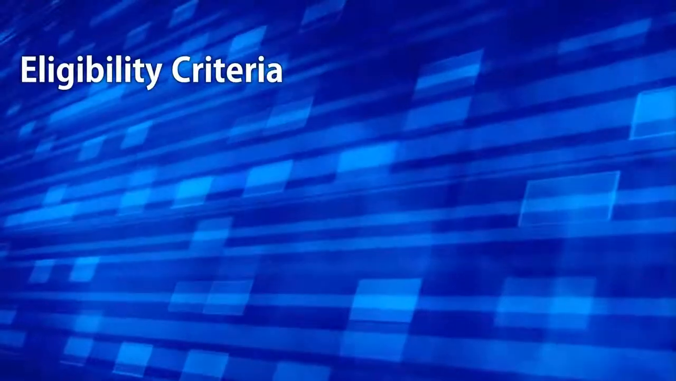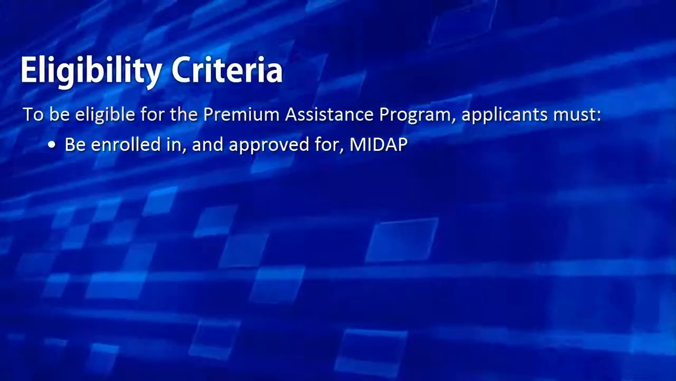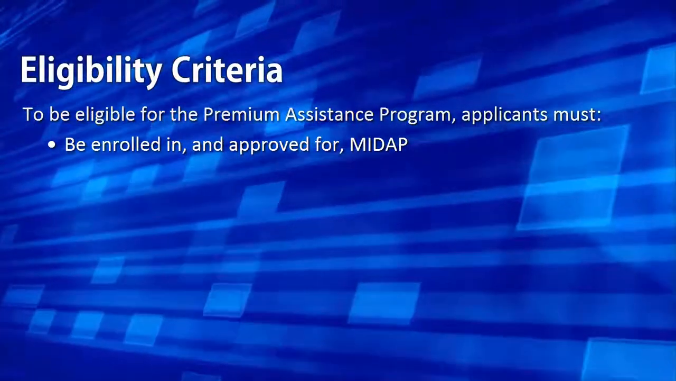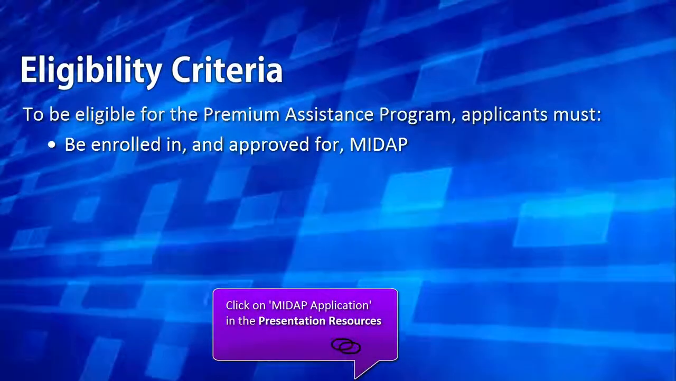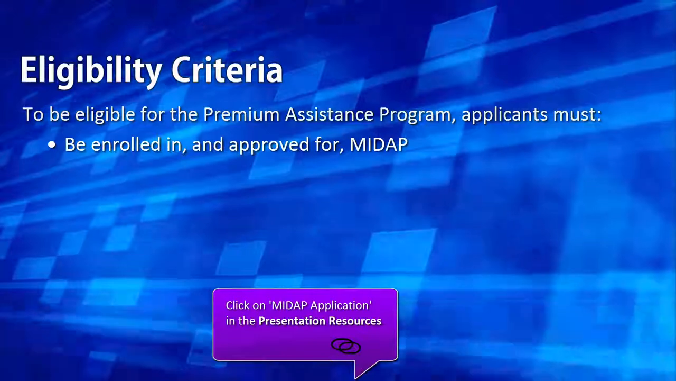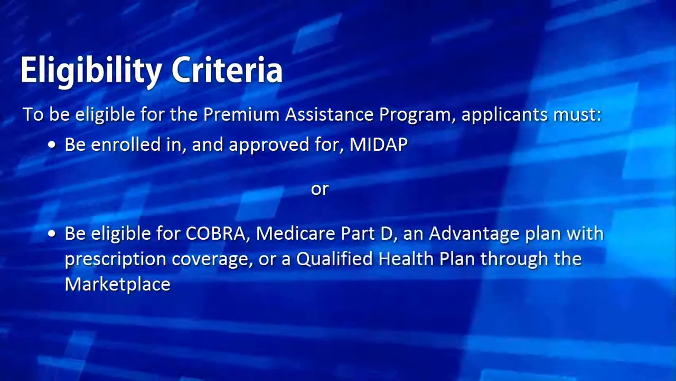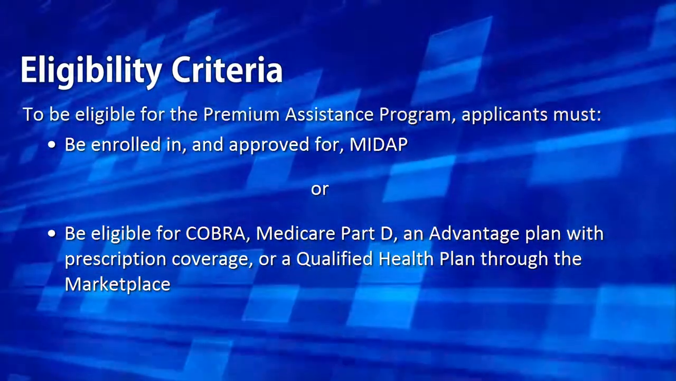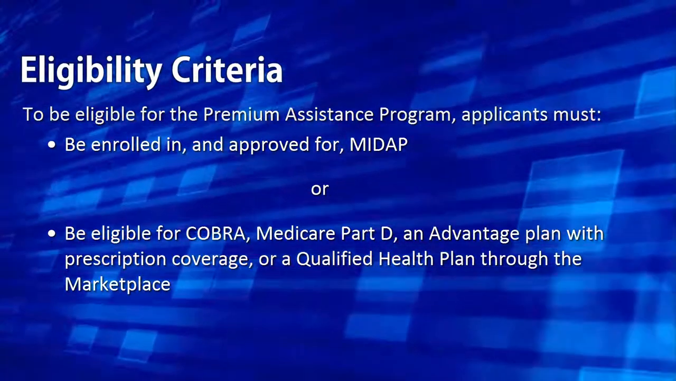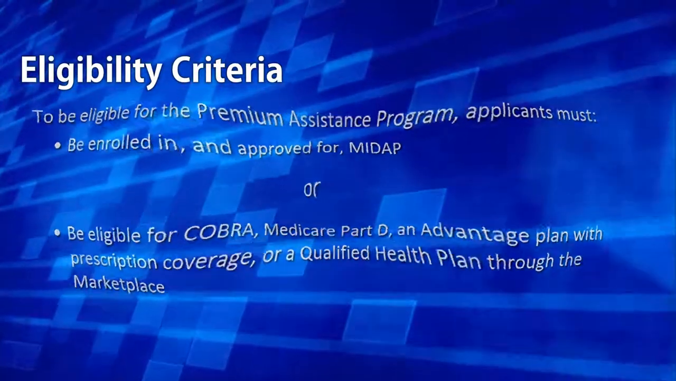Now let's take a look at eligibility criteria. To be eligible for the program, you must first be enrolled in and approved for the MyDAP program. If you are not currently an active MyDAP member, you can access the MyDAP application in the presentation resources. Another way to qualify for the program is if you are eligible for COBRA, Medicare Part D, or Advantage plan with prescription coverage, or a qualified health plan through the Affordable Care Act insurance marketplace.